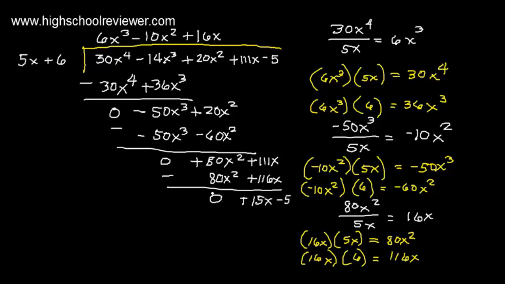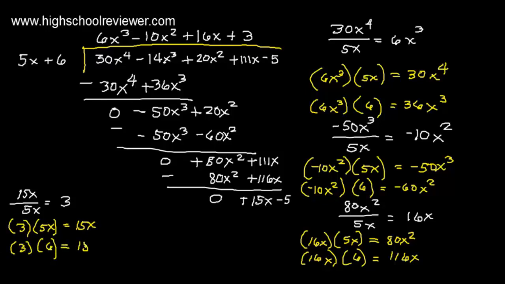And then divide 15x by 5x. So let's put it here. 15x divided by 5x. This will give us positive 3. So we put positive 3 here at the top, so positive 3. And then multiply positive 3 with 5x plus 6. So we will have here positive 3 multiplied by 5x. This will give us 15x. And then positive 3 multiplied by 6. This will give us 18.